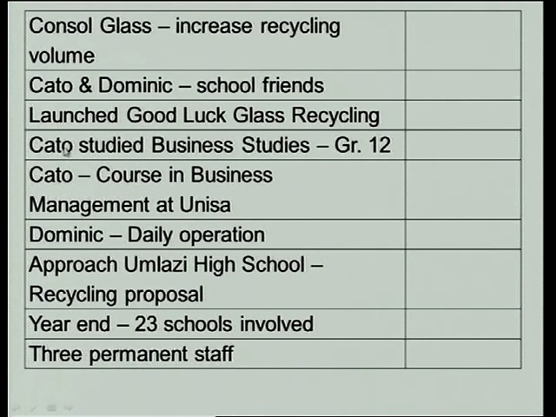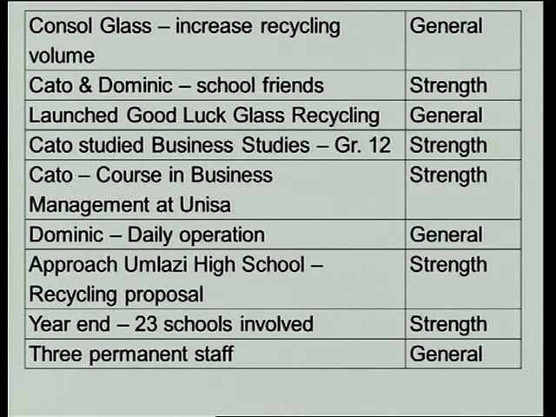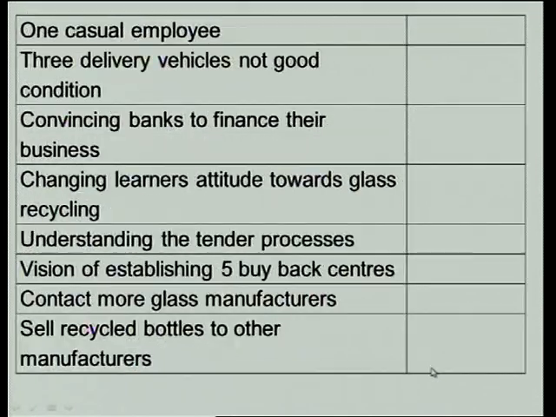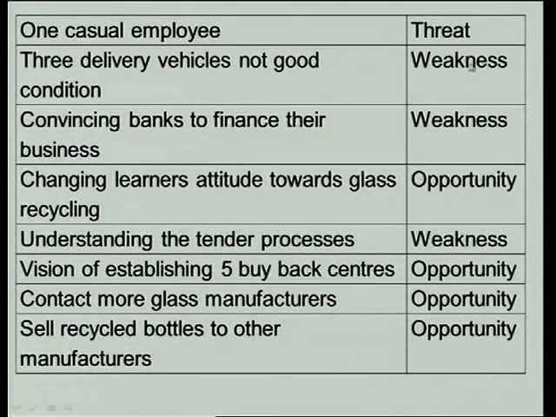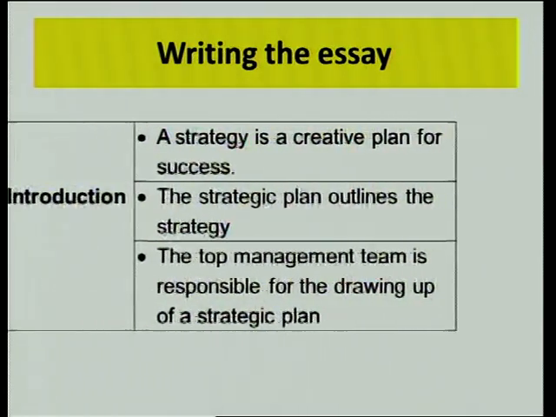However, Kato studied business studies in grade 12. That's a strength. He can use some of that information on how to devise a strategy. Kato did a course in business management. That would also be a strength. And so you can go along. At the end of the session, once you've read the case study, you would have a list of strengths. You would also have a list of the threats, the weaknesses, and the opportunities. And once you've got that, you can sit down and write your essay.